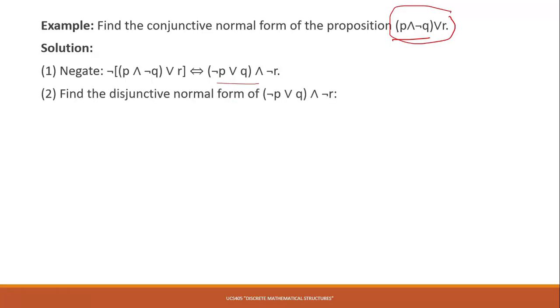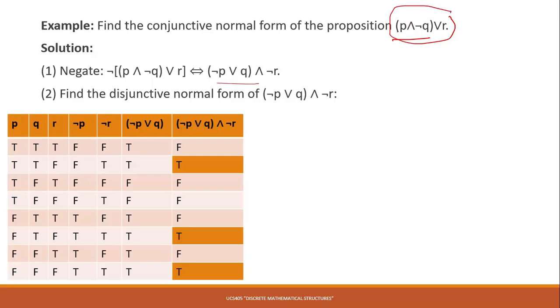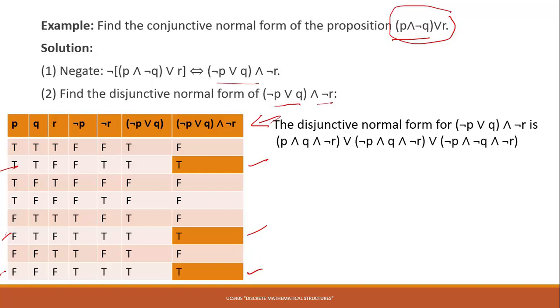Then we will find the disjunctive normal form for this negated form. For finding the DNF, you have to construct the truth table. We can see this is the truth table for negation P or Q and negation R. There are 3 rows which have truth value as true. So there will be 3 terms in the DNF of this expression. The first term will correspond to this row, the second term will correspond to this, and the third term will correspond to this.